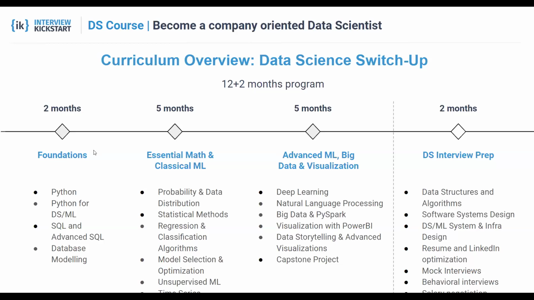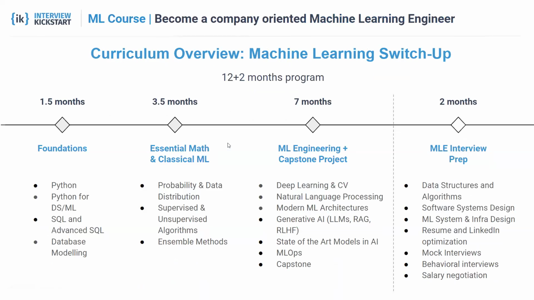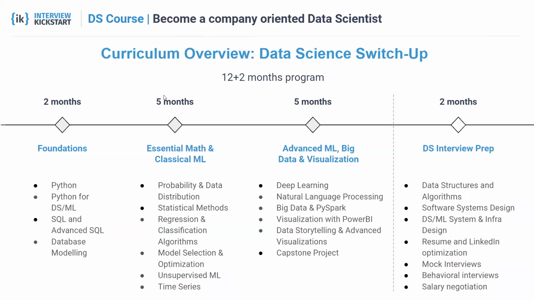So in the data scientist curriculum, we focus a little more on Python and SQL, as that is fundamental. If you compare it with the ML curriculum, there we spend about 3.5 months on essential maths and classical ML. Here we spend more than 5 months on it, going through all the various statistical methods and algorithms, and even covering some of the things that may not be a part of the machine learning program, like time series and statistics, right?